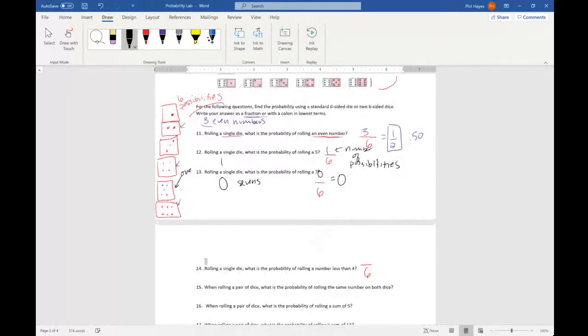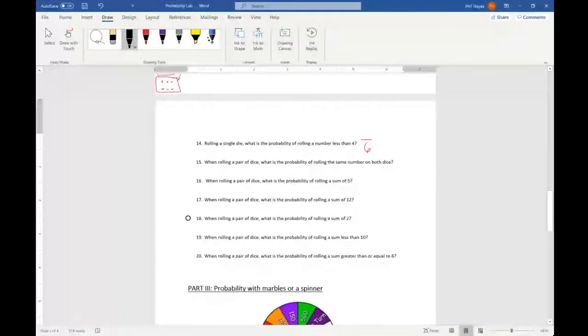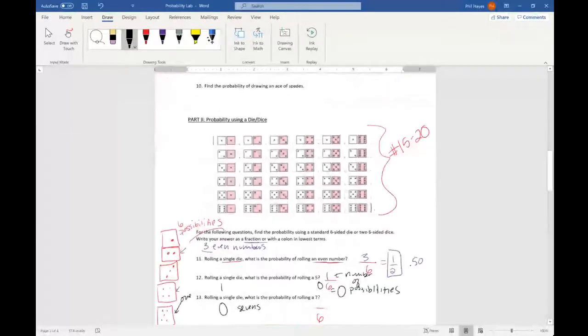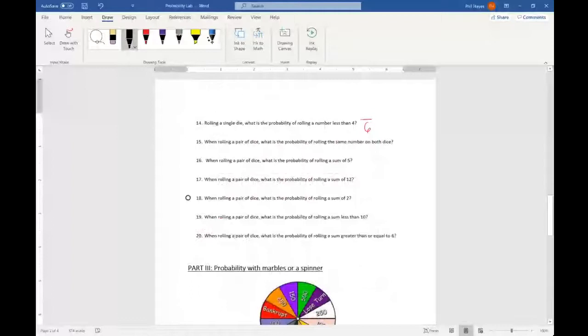All right, when it comes to the rest of the questions, now we are going to look at the picture up here. This is our sample space for 15 through 20. Okay, there are 36 possibilities or combinations when you're rolling 2 dice. So all of these denominators, when you set up their probabilities, will be 36 when we get started. Okay, we just need to figure out the numerators.